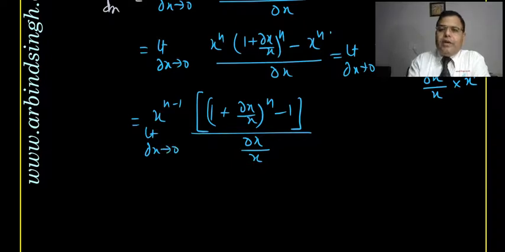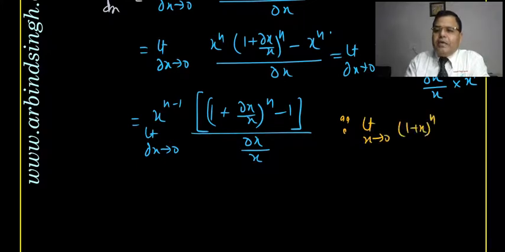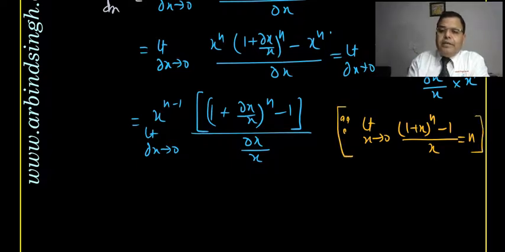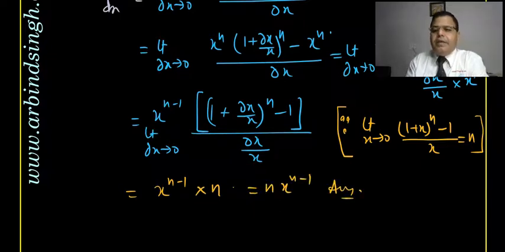So this is a formula you should remember: limit x tends to 0, (1 plus x) to the power n minus 1 upon x is equal to n, isn't it? This is the formula. So you can use it right now. So here what will come? That will be n. So x to the power n minus 1 into n, and that will be n x to the power n minus 1. This is what I said earlier.